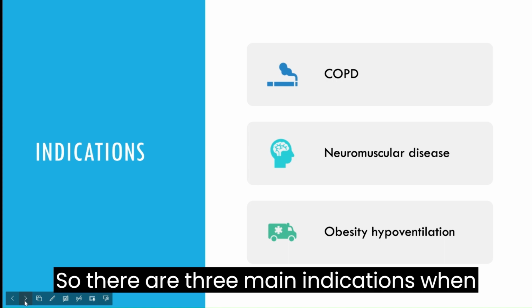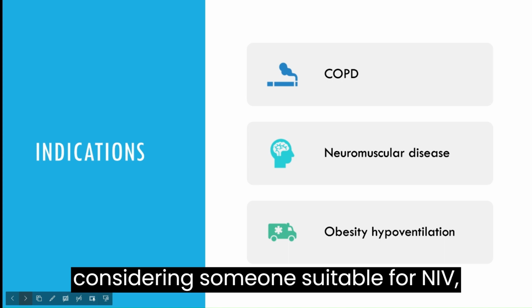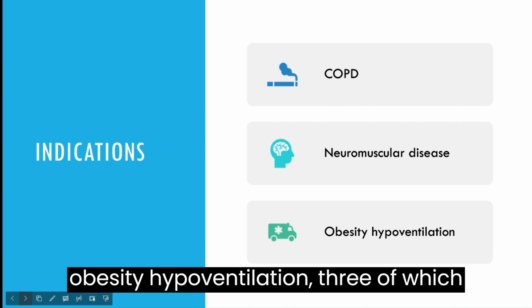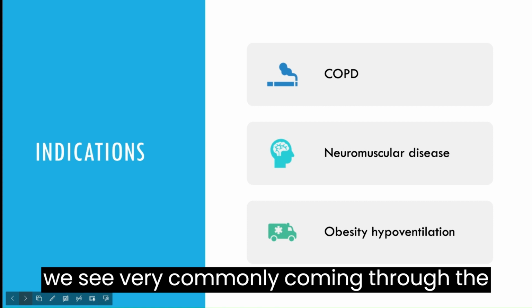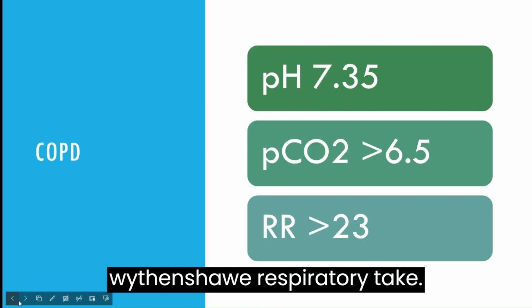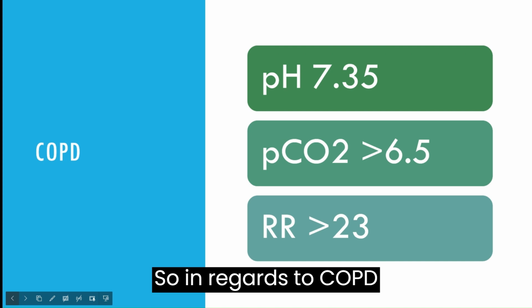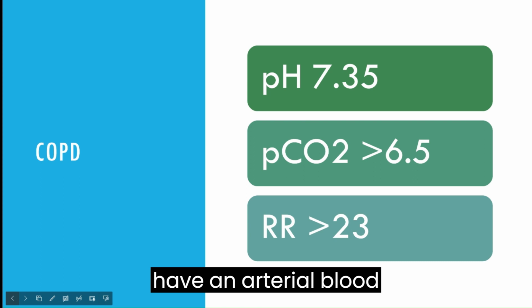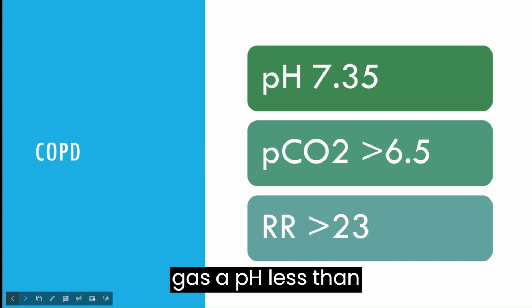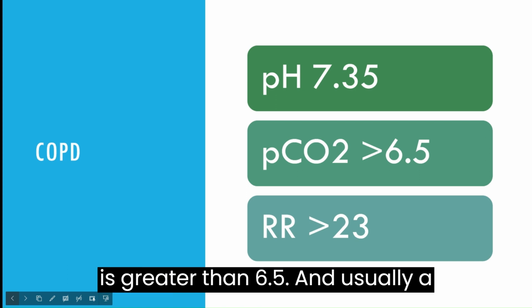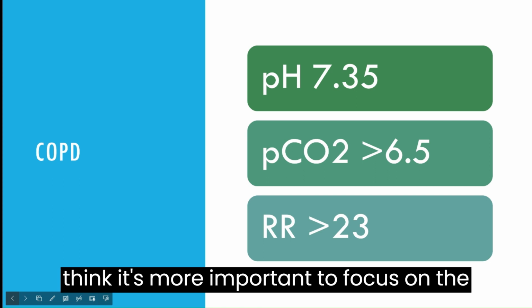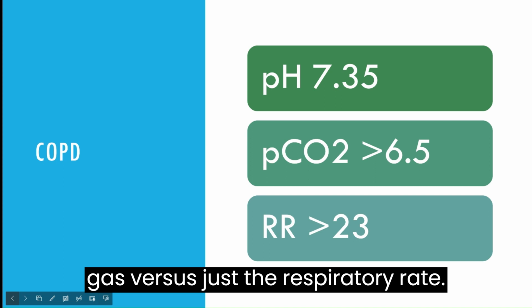So the three main indications when considering someone suitable for NIV are COPD, neuromuscular disease, and obesity hypoventilation, three of which we see very commonly coming through the Wythenshawe respiratory take. So in regards to COPD, the indications are that they have to have an arterial blood gas pH less than 7.35, a CO2 that is greater than 6.5, and usually a respiratory rate over 23. However, I think it's more important to focus on the gas versus just the respiratory rate.